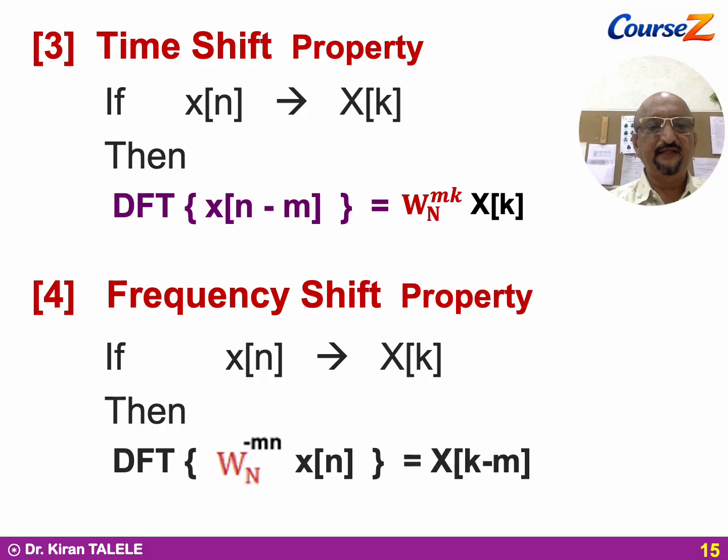In frequency shift property, X of k is shifted. So DFT of W_N raised to minus m n times x of n is X of k minus m. Here X of k is shifted, here x of n is shifted.